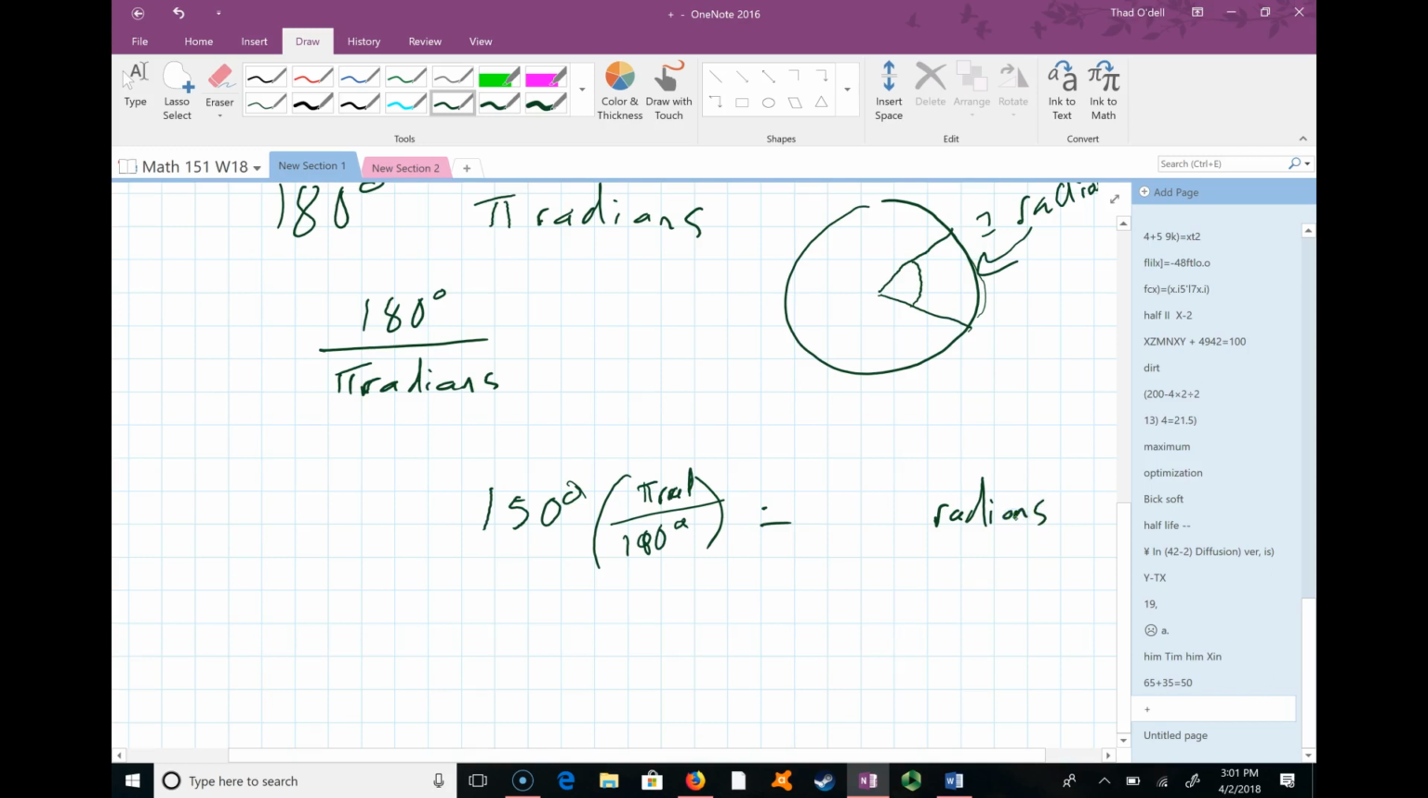And we can simplify this, of course. The zeros cancel out. With 15 and 18, 3 will go into 15 5 times, and 3 will go into 18 6 times. So you end up with 5 pi over 6 radians. So 150 degrees is the same thing as 5 pi over 6 radians.